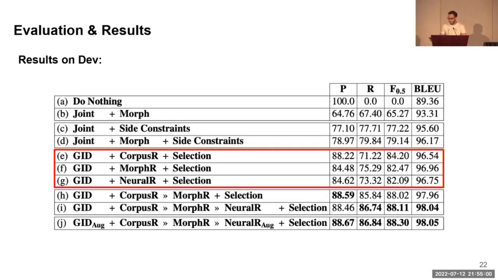And we notice over here that the system in row E, the one that uses the corpus R model, achieves a performance of 84, which is the highest performance out of the 3 models. And that is mainly due to its high precision.